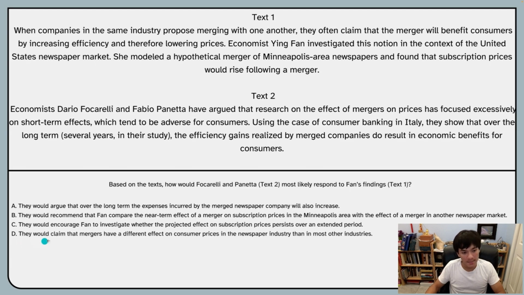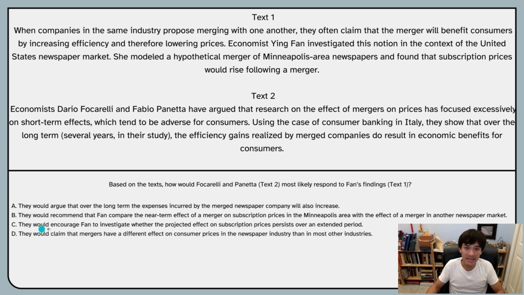D says they would claim that the mergers have a different effect on consumer prices in the newspaper industry than in most other industries. Let's think about this one for a second. They're saying that there's a comparison that needs to be made between the newspaper industry and other industries. But Text 2 doesn't talk about any type of comparison. They're not talking about differences in industries. They're just talking about overall merging companies resulting in economic benefits. They're not talking about newspapers versus any other industry. They're just talking about a general idea. So D is not correct because there's no comparison being made in Text 2.